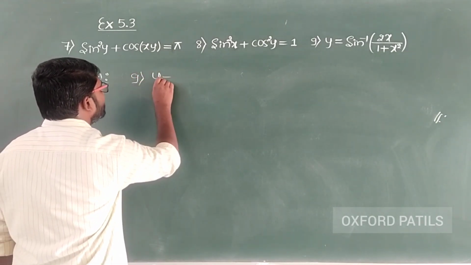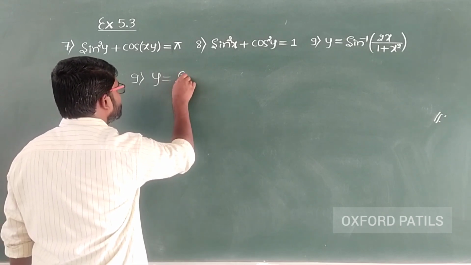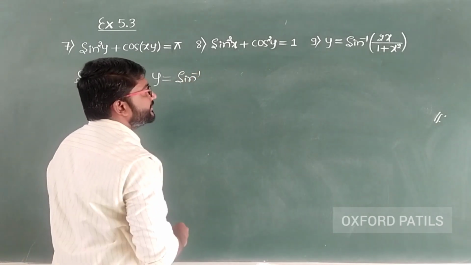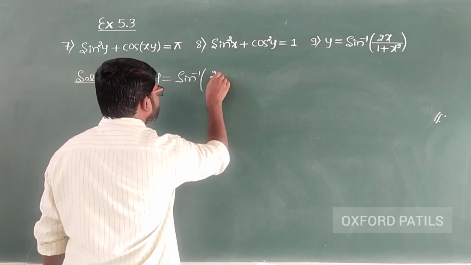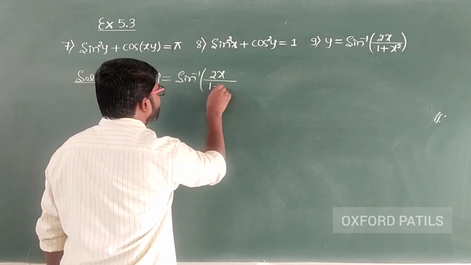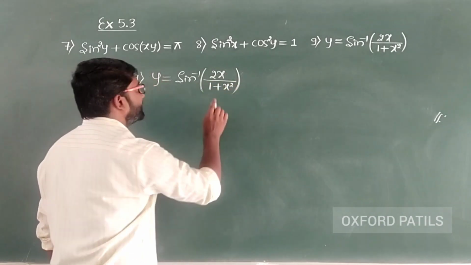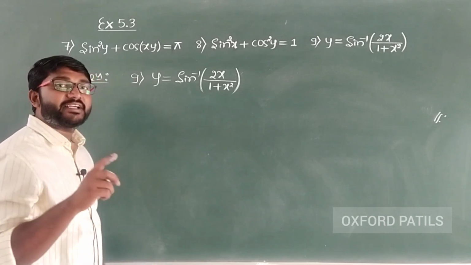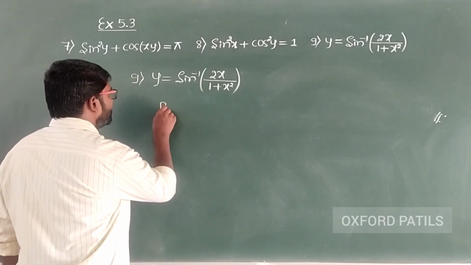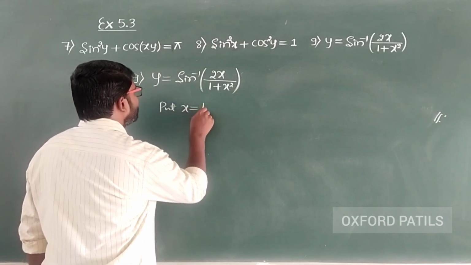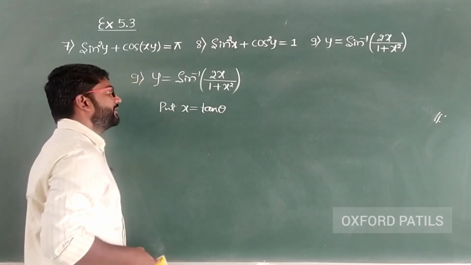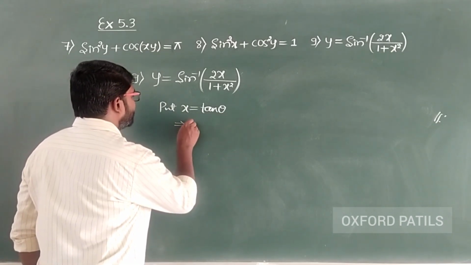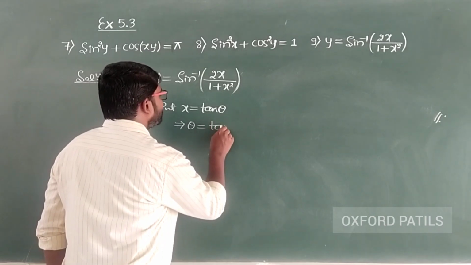y is equal to sin inverse of 2x divided by 1 plus x square. So here we have to solve this by substitution method. I'll take x as tan theta. Put x equal to tan theta, or theta is equal to tan inverse x. This implies theta will be tan inverse x.